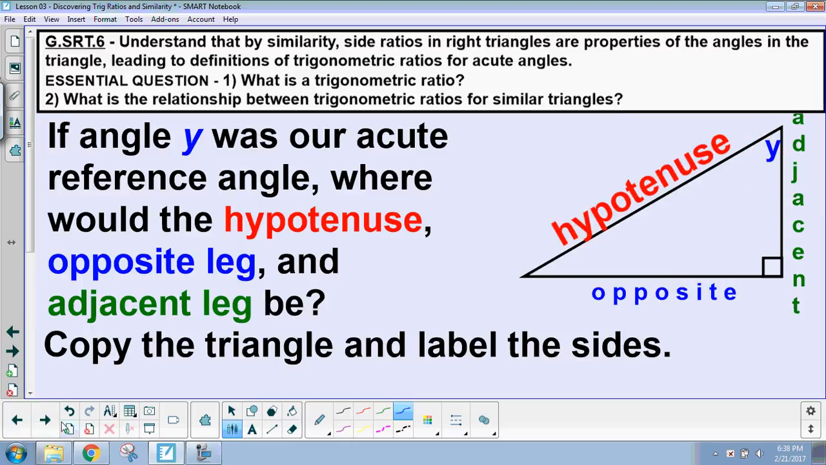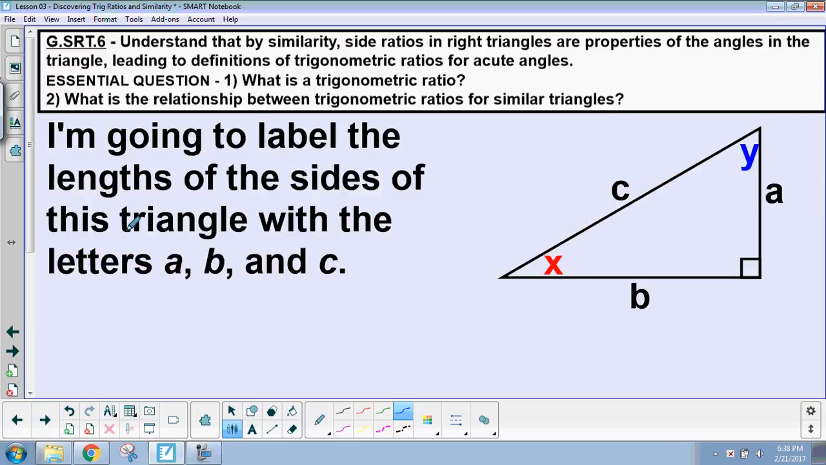Again, we were right, naturally. I'm going to label the lengths of the sides of this triangle with A, B, C, D. I said D. There's only three sides.